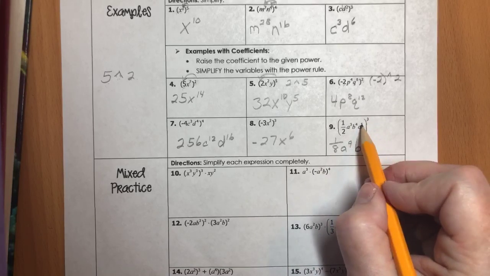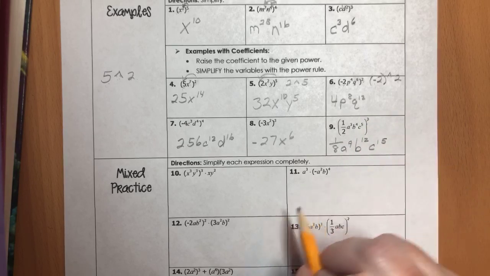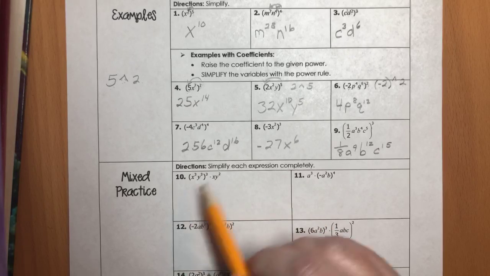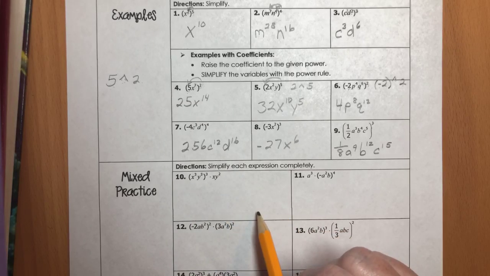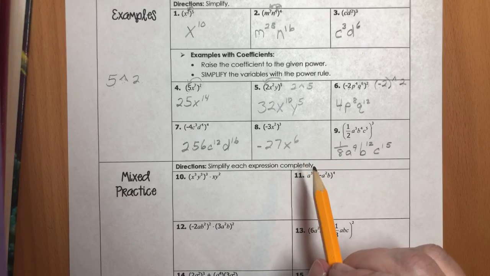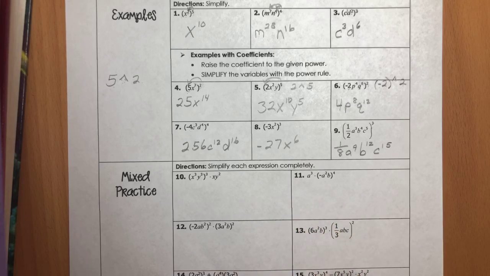And then let's do 5 times 3, and that's 15. Okay, I hope that you understand that. All right, now we're going to do some mixed practice down here. So we're combining, I think, all the things that we've learned so far: adding, multiplying, and raising to a power.